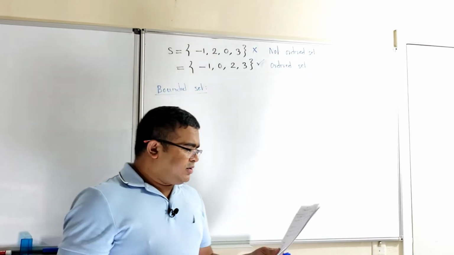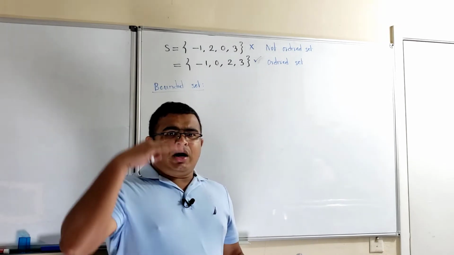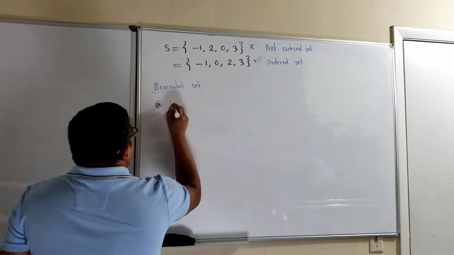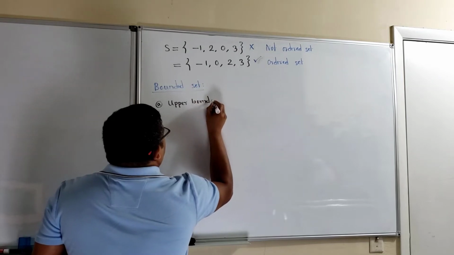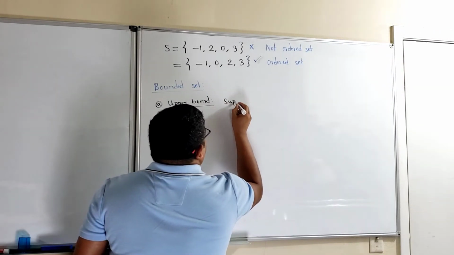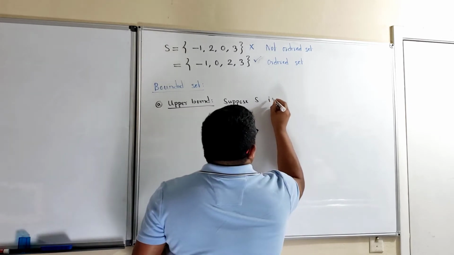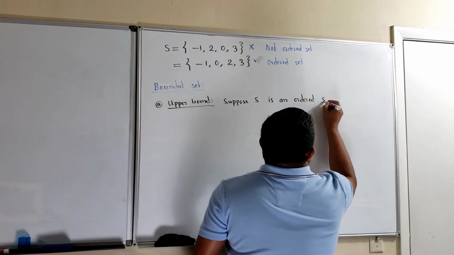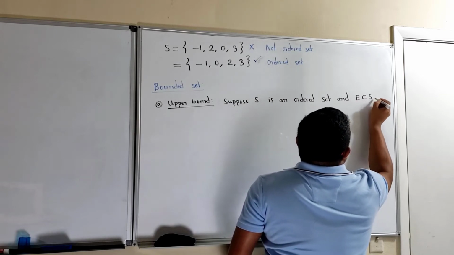So now we will learn about the bounded set. To learn the bounded set, we need two definitions, upper bound and also lower bound. So what is the definition of upper bound? Suppose S is an ordered set and E is a subset of S.